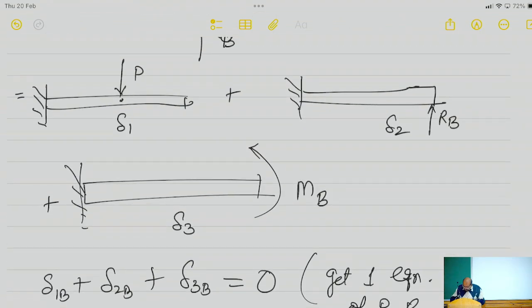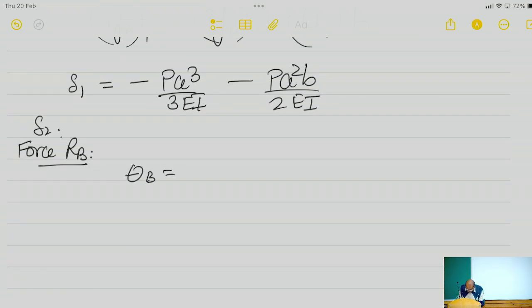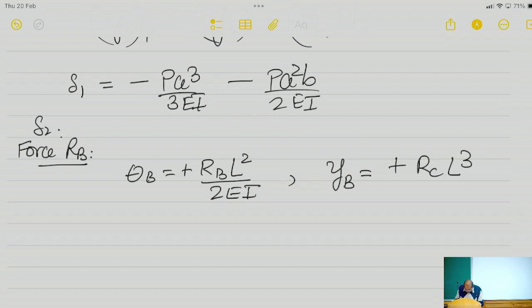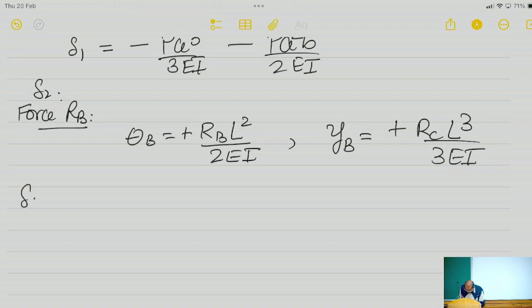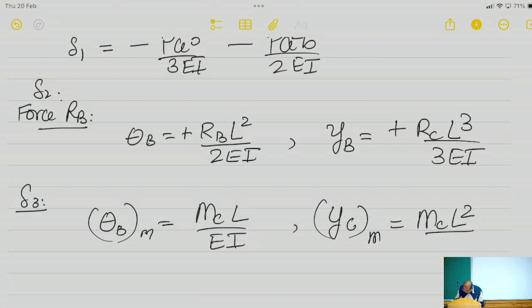For the force RB, I just have to look at the table and I get theta B is equal to RB L square upon 2 EI and YB is equal to plus RB L cube upon 3 EI. These are directly from the table for a point force. And for delta 3, I get theta B for the moment is equal to MC times L upon EI, and YB. So this is what I get for the moment.